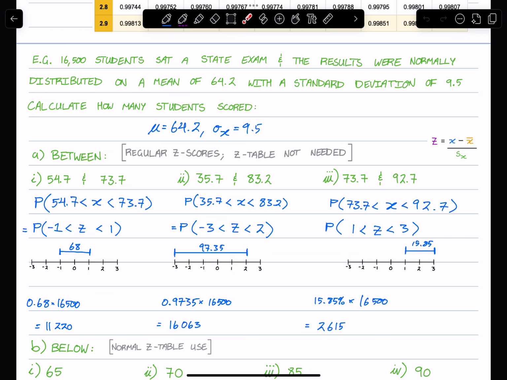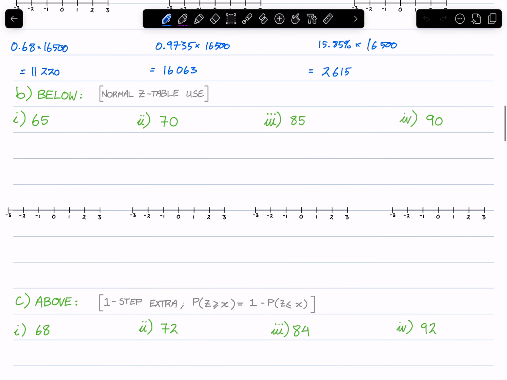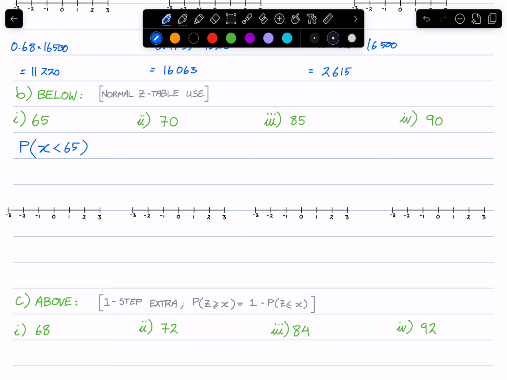Let's now calculate how many students scored below these numbers here. Now, this is just a normal Z-table use. Let's do this first for all four of them. The notation, so the probability or percentage of x is less than 65. So that is the same as saying the number of students that scored below 65. For this one, it would be x is less than 70. And for this one, the probability or percentage of x is less than 85, and so on.